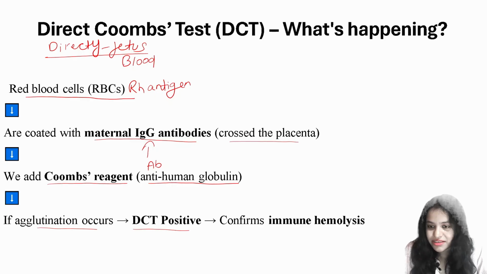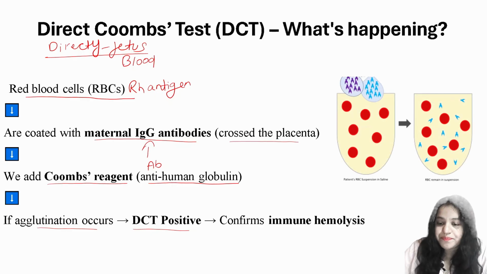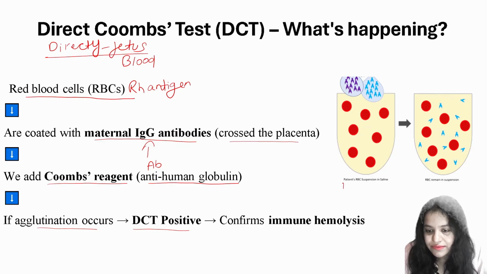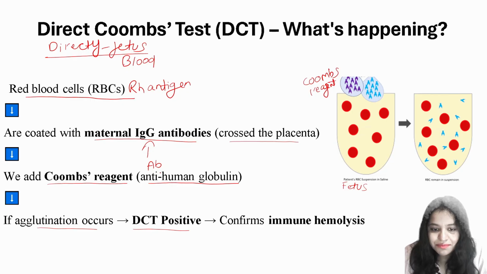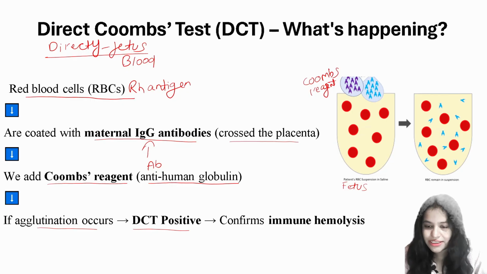Now let's understand this with a diagram. First, let's understand a negative Coombs test, okay? So I have taken this fetus blood sample. Now, if the fetus RBC is not coated with the maternal IgG antibodies, and we are adding the Coombs reagent here, okay, Coombs reagent which I am adding here. Now, Coombs reagent is an antibody which binds to the maternal IgG antibodies which coat the RBC. But here the RBC is not coated. As a result, this test will be negative.